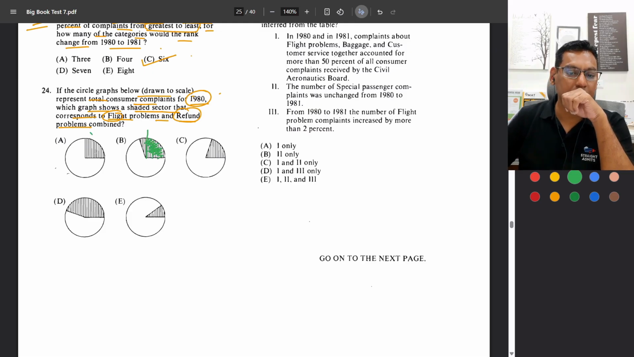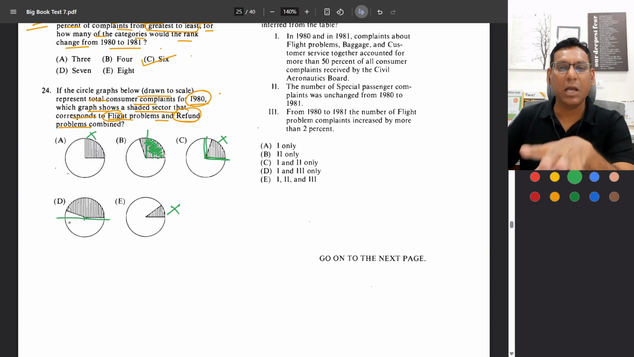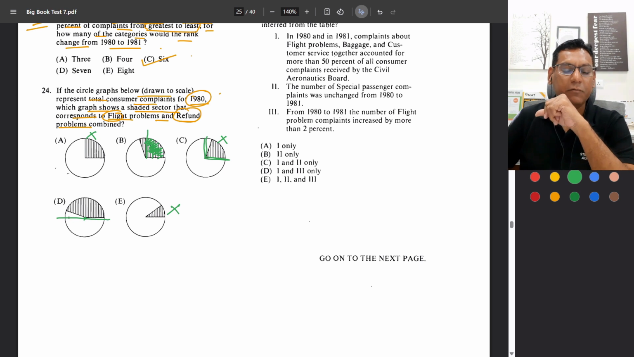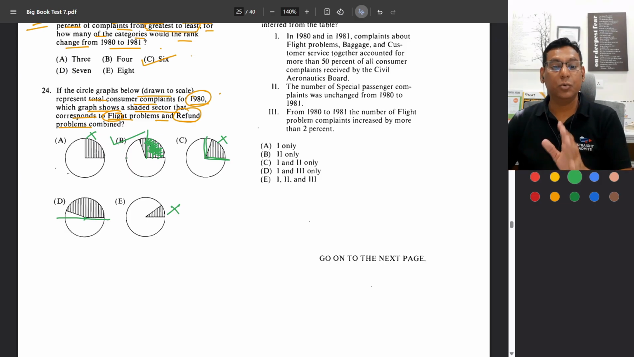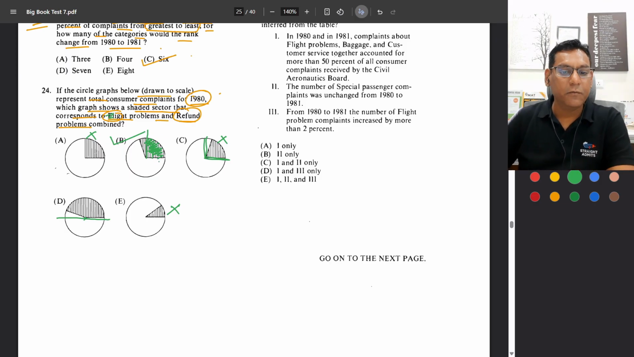This is a quarter, a little more than that. This is a quarter, so this is 25%, this is out. This is less than 25%. This would be 25%, right? So this is less than 25%. This is much less than 25%. And this is almost half, maybe something like 40%, 45%. I need 30%. So this is the closest representation of flight plus refund for 1980.